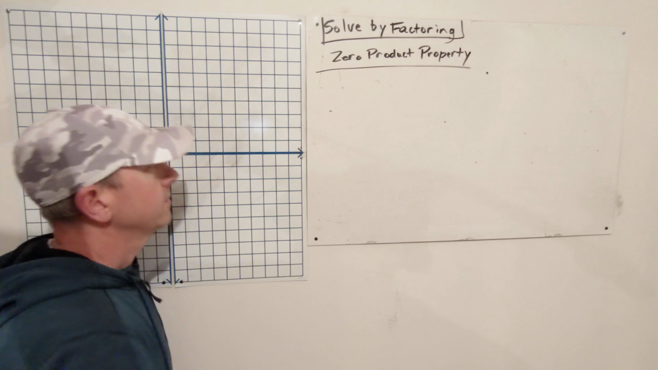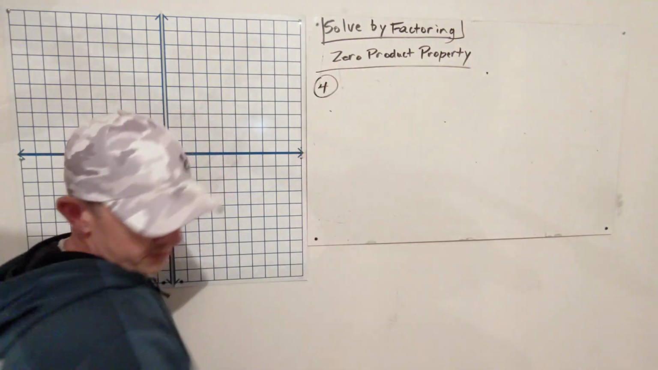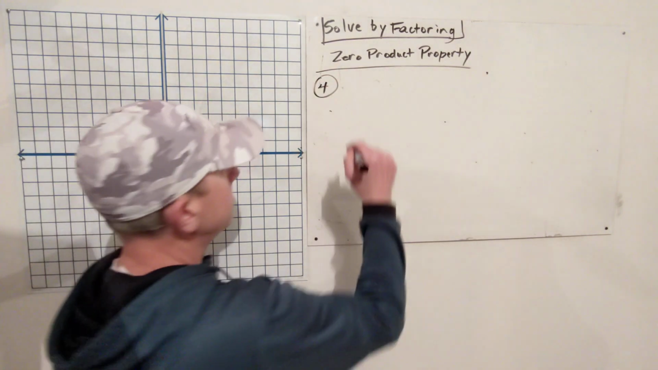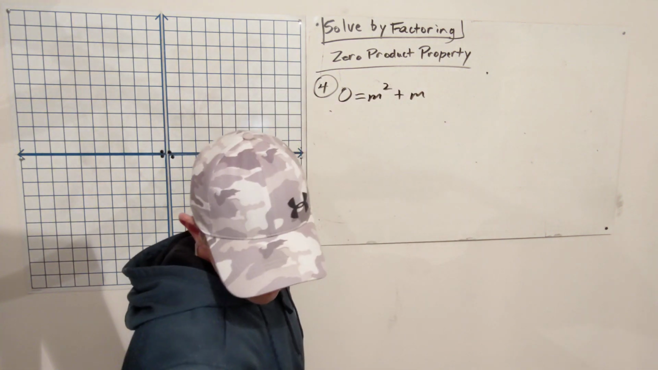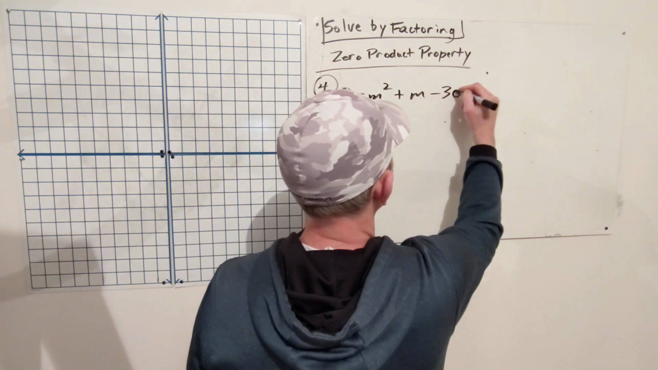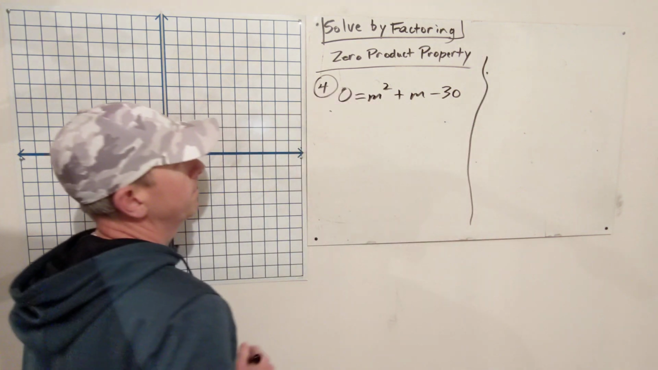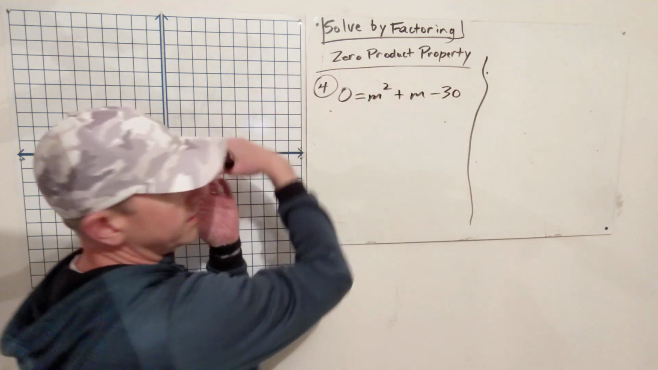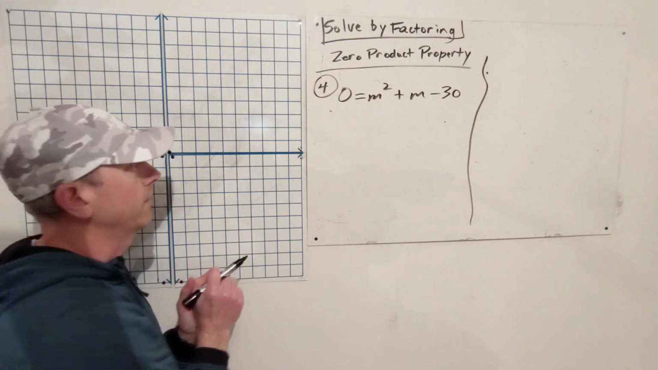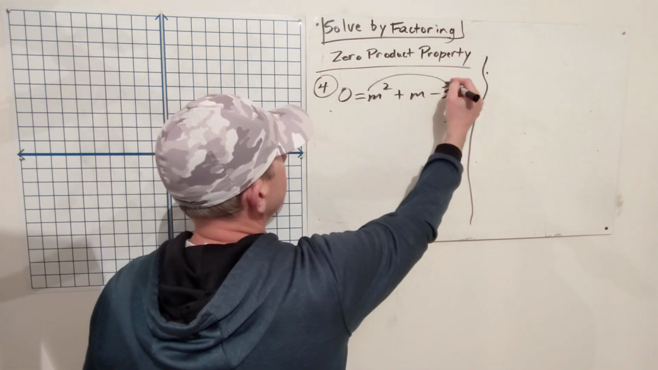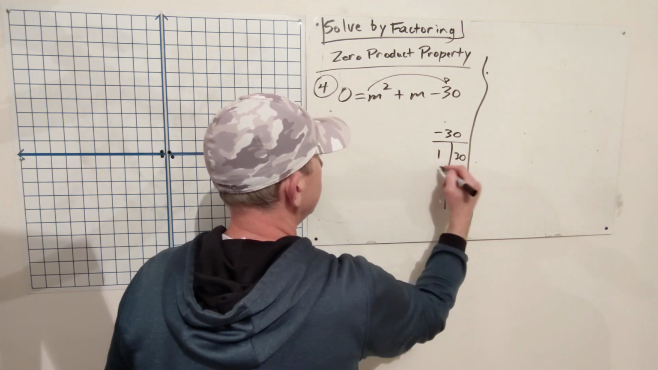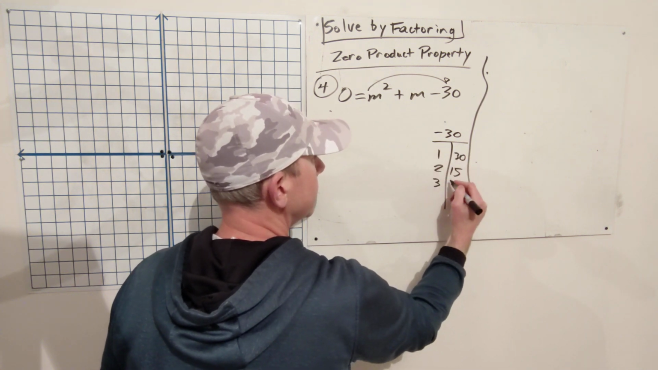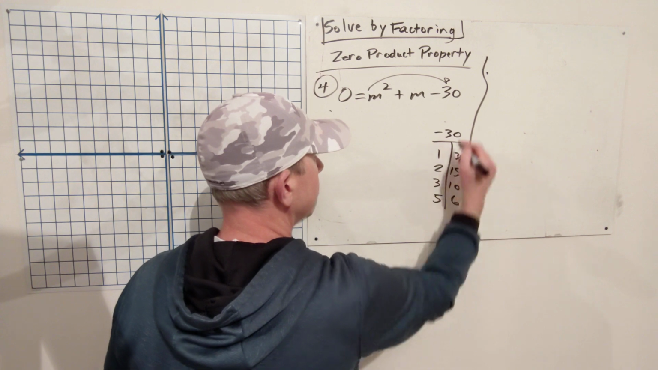Okay, all right, so let's go ahead to number 4. We've got 0 equals m squared plus m minus 30. Once again, it doesn't matter that 0's on this side. As long as it's equal to 0, we're good to go. So we're going to do a times c, we get negative 30. We've got 1 and 30, 2 and 15, 3 and 10, 4 doesn't work, 5 and 6.